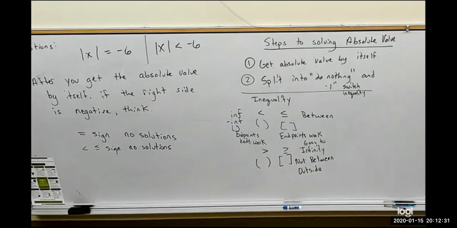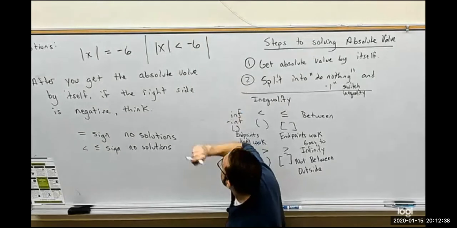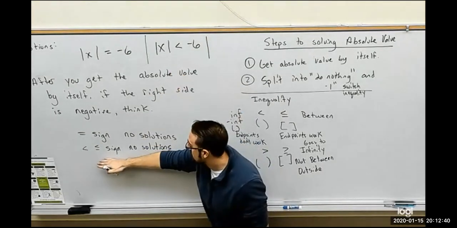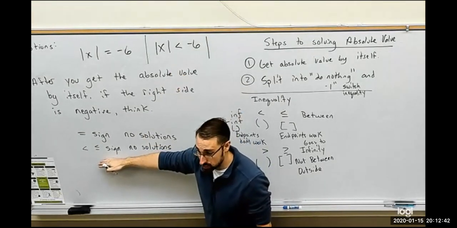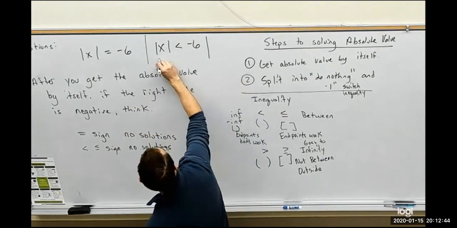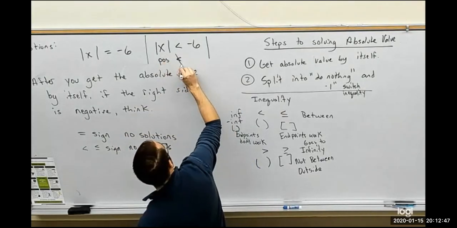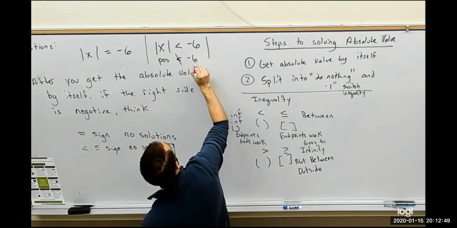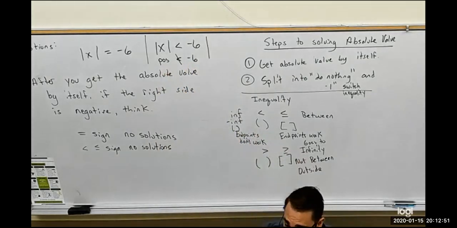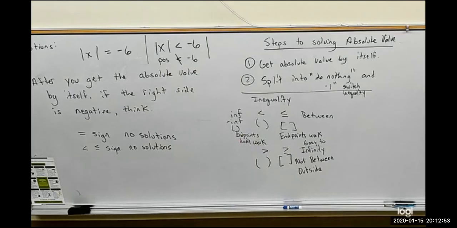Victoria. Yeah. It's always no solution because every positive number is never less than a negative number. Every positive number is bigger than a negative number. Wouldn't you rather have $5 than negative $6? Wouldn't you rather have $0 than negative $6? That's why.